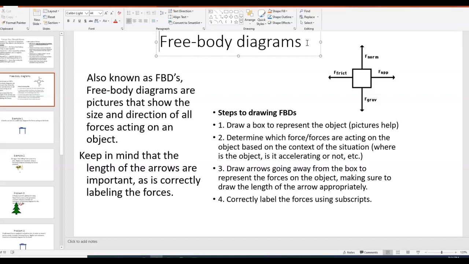So here's how we're going to do this. Step 1, you draw a box or a dot to represent the object. I'm going to draw a dot because that's how I like to draw my FBDs. You can draw a box if you want. The reason you draw a box or a dot is just so you don't spend a lot of time drawing the actual picture, because that's not important from a physics perspective. So draw a dot or a box to represent the object. Step 2, and this is what a lot of people have trouble with: determine which force or forces are acting on the object based on the context of the situation.